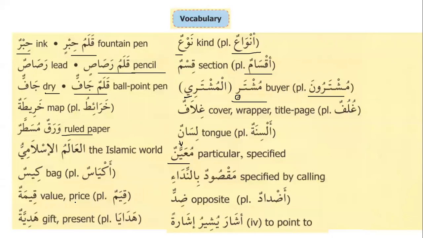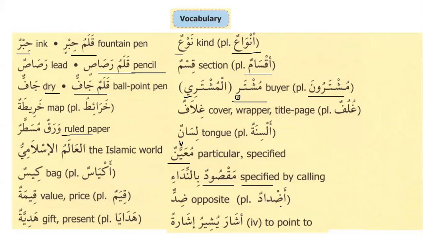Qimatun, value or price, and the plural is qiyamun. Hadiyatun, and the plural is hadaya. Maqsoodun bin nida'i, specified by calling. Maqsood, what's the pattern of maqsood? مفعول. قصد يقصد, yeah, يعني أقصد ذلك, I mean that. So when we say I mean that, from that it means maqsood, specified by calling.